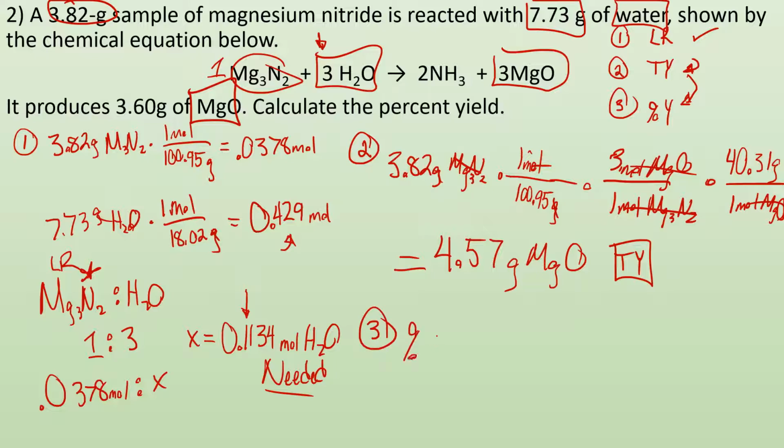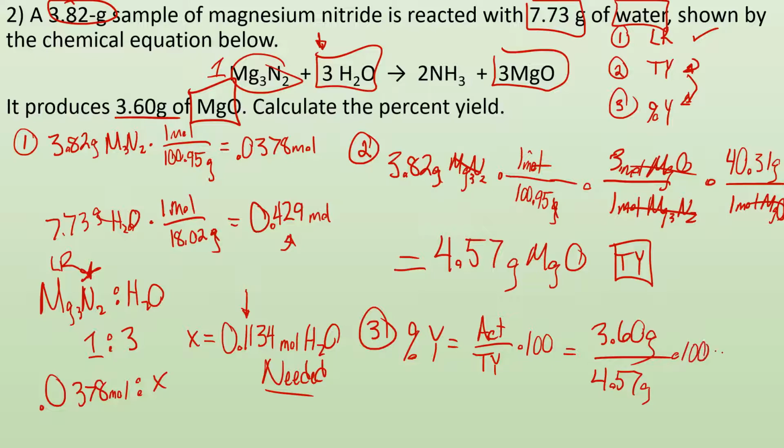I know percent yield is going to be equal to what I actually got over my theoretical yield times 100, because it's a percent. So what I actually got was 3.60 grams from the problem up here, divided by what I should have been able to get theoretically, 4.57 grams, times by 100. And I plug and chug, and I get 78.8% as my final answer.